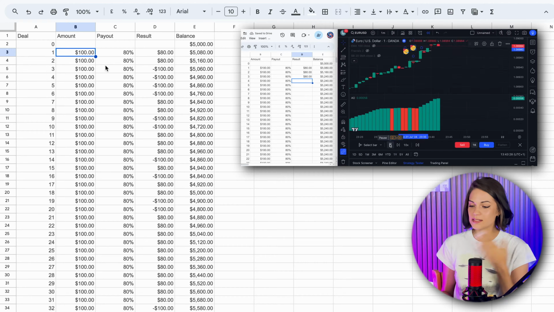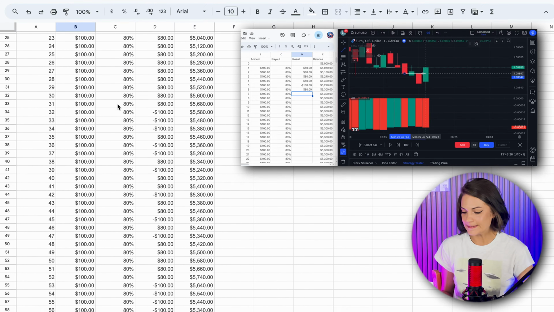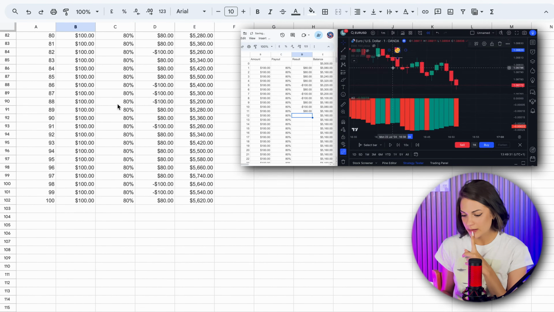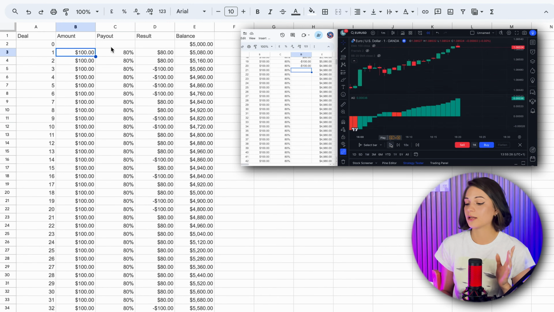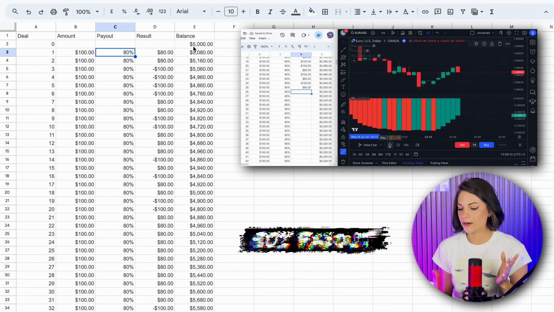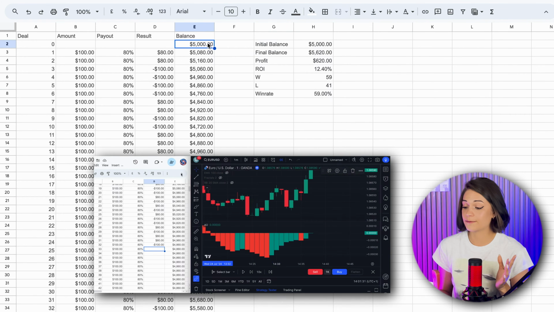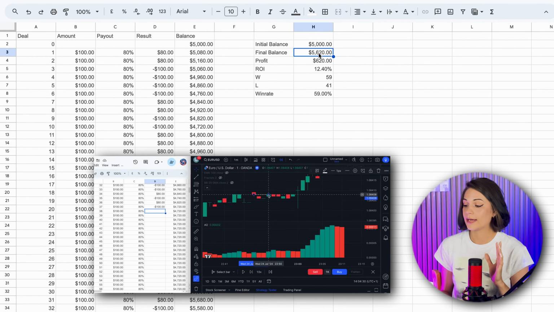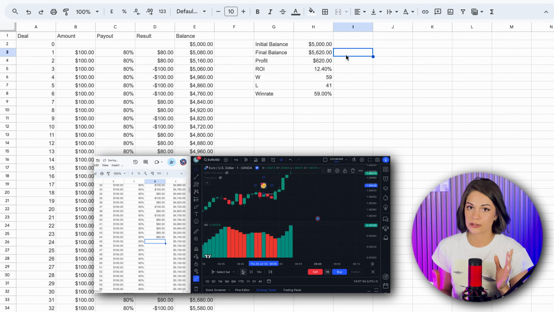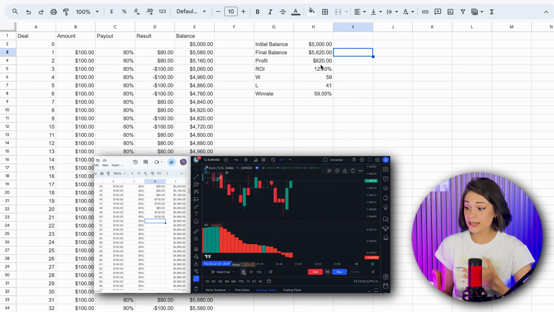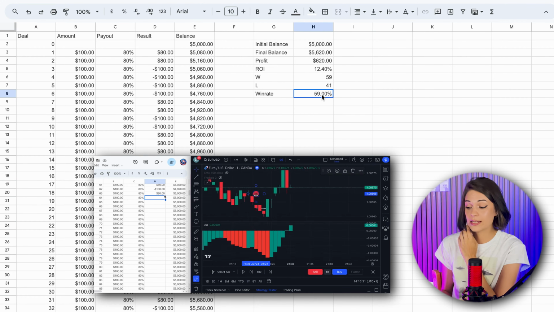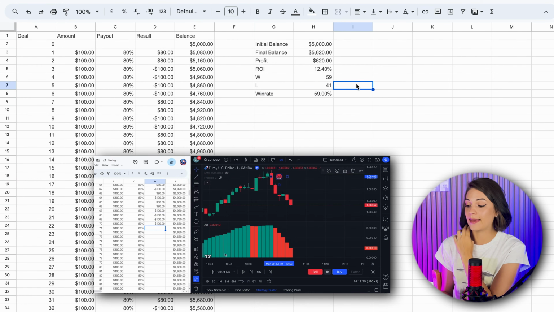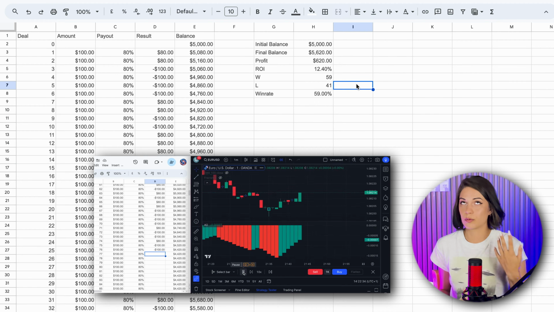So with the twin picks, first one, we have these stats that you can see here, all of the 100 deals, with 80% of payout. Our balance started from $5,000. It would turn into $5,620 in 100 deals. I expected the win rate to be lower, like 52%, but it's actually 59, which is not that bad, and the strategy actually works quite well.